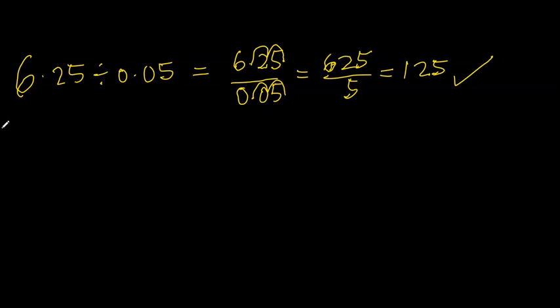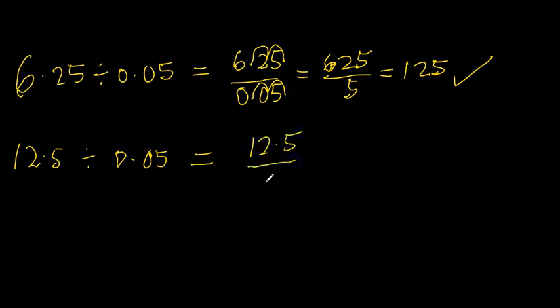All right, let's do another example. Let's say I have 12.5 divided by 0.05. Like I said before, it's easier if it's shown in the form of a fraction. So I have 12.5, and then down here I have 0.05.